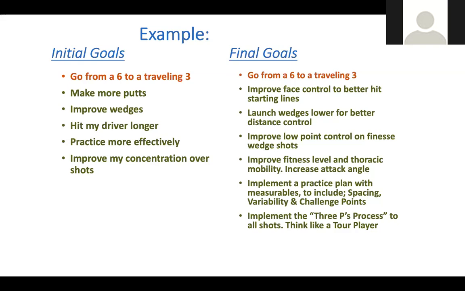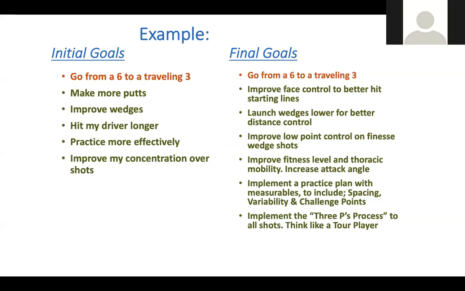So after testing, obviously the outcome goal remains the same, but we needed to improve face control to hit better starting lines when he said make more putts. He controlled his speed wonderfully. He read the greens wonderfully. He had an issue in the stroke where the face was moving around too much, and he really wasn't focused on hitting starting lines. So we worked on that. That becomes part of his plan, part of his practice plan, part of what he does when he works on things on the golf course.